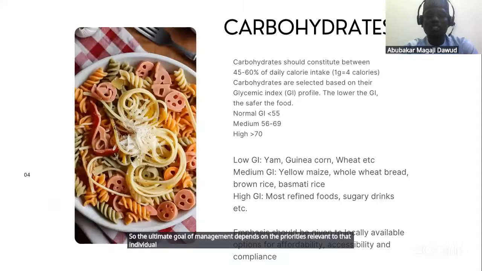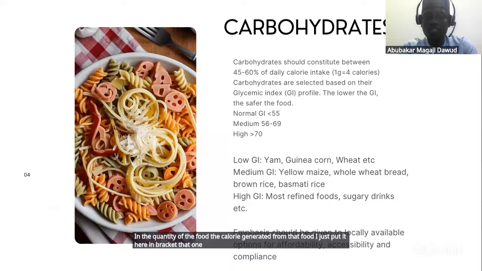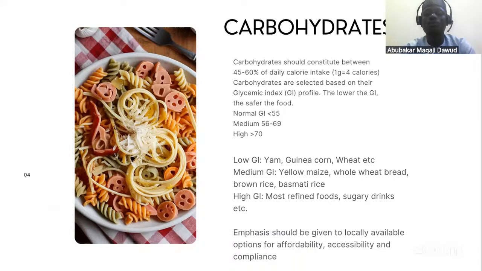And then let's look at carbohydrate as a class of food. 45 to 60% of daily calorie intake. Mind you, here when I say food, I mean not the quantity of the food, but the calorie generated from that food. I just put it here in bracket that 1 gram of carbohydrate is equivalent to 4 calories of energy. So, meaning if a patient needs 100 calories of energy per day, then between 45 to 60% of that energy should come from carbohydrate, both type 1 and type 2.